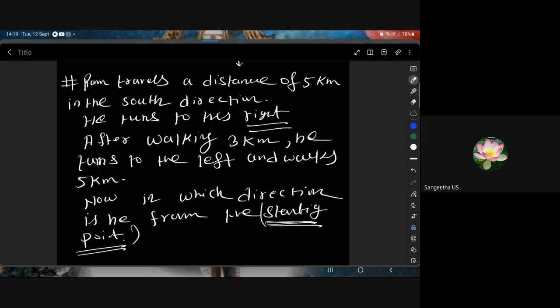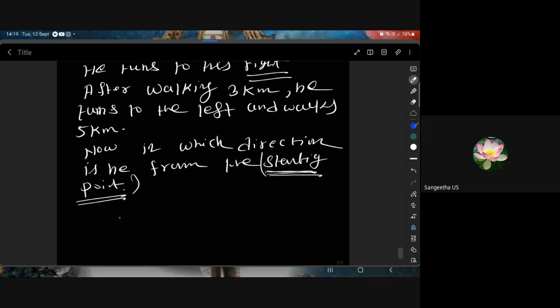I will draw the diagram. But they have given a reference. With reference to the starting point, what is the direction? Southwest. Now let's draw. The options are west, then south, then southwest, and none of them. Now draw the diagram.